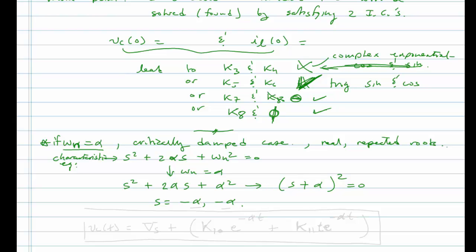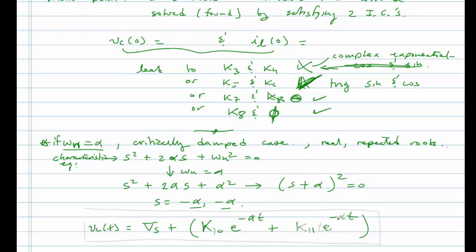And you might think, oh, okay, so the solution would then be of the form like Vc of t is equal to Vs plus, and we'll have some K10 e to the minus alpha t plus K11 e to the minus alpha t, right? Because I have alpha and alpha here. Of course, that's useless to write two terms. We might as well just write one term, K10 times e to the minus alpha t.